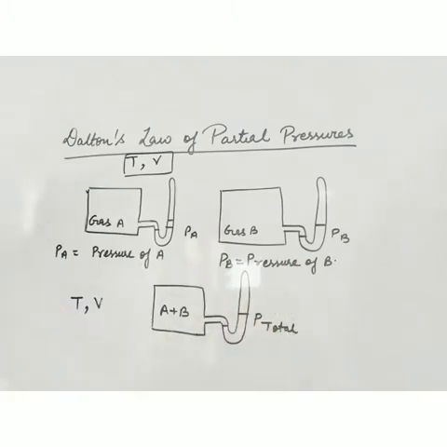How to find out total pressure? Now total pressure we can see in the manometer, but Dalton said that suppose there are 2 or 3 gases placed in different containers having the same volume, same temperature, and the 2 gases or 3 gases are now mixed together, the total pressure is always equal to the sum of partial pressure of each gas.